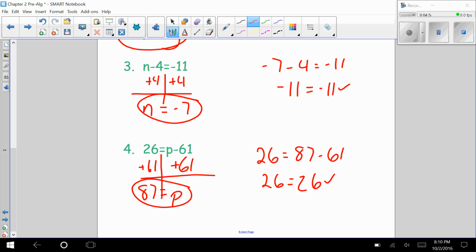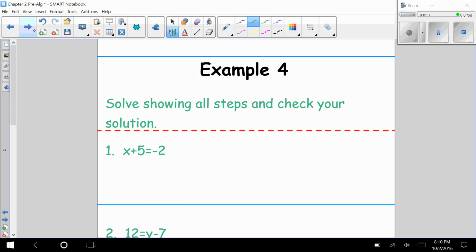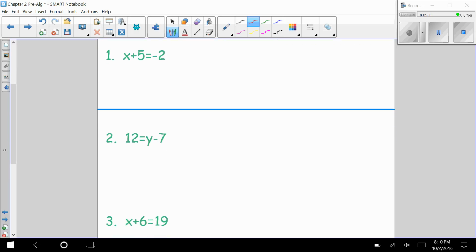Now you might be wondering, why do I need to check my work? At this point, checking the work seems a little redundant because you can check it in your head. But it's a really good practice to get into because we are going to be doing more complex equations and you will have to check them on paper to be sure you got the right answer. All right, try these problems on your own.